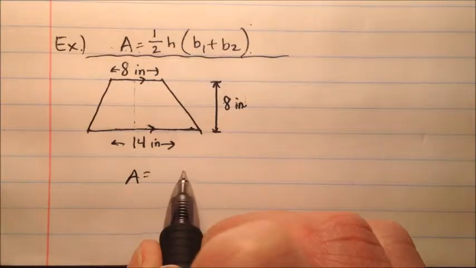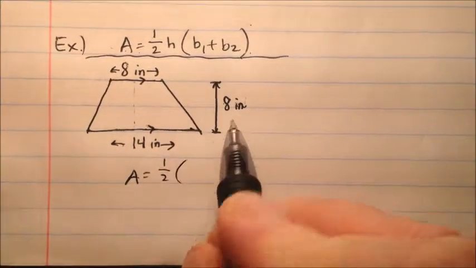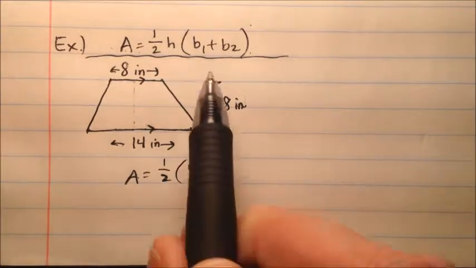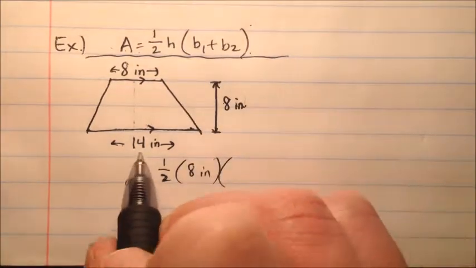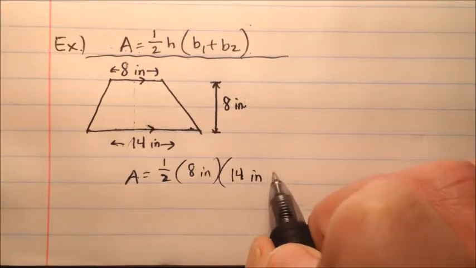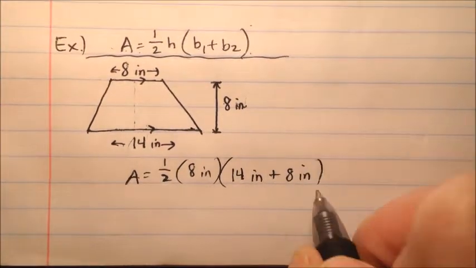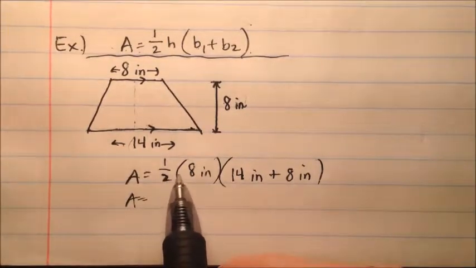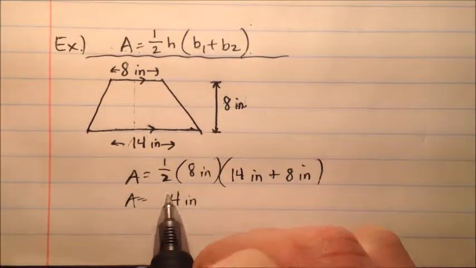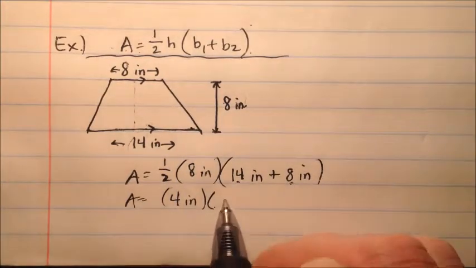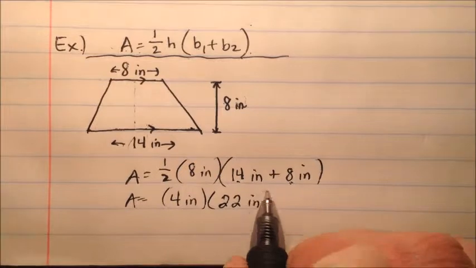So if we do this, it's going to be half the height, and the height is 8 inches. And then we're going to say base 1 plus base 2. It's just the two bases together. It doesn't really matter which order since we're just adding them. So when we do this, the area equals half of 8 inches, which is 4 inches. And then 14 inches plus 8 inches should be 22 inches.